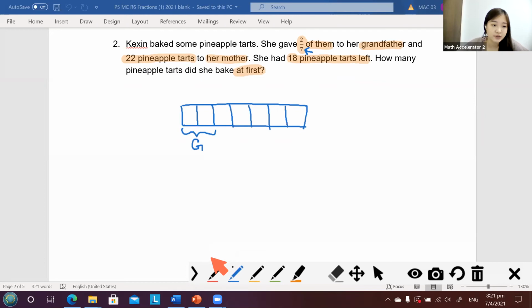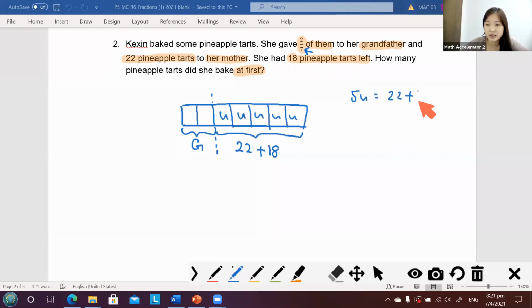Correct. Some of you are telling me you can find a total of 5 units already, since everything else will be for the mother and the tarts left. Everything else will just be the 22 plus the 18. So it doesn't matter that at this point we do not know how many units represent 22 and the 18. We just know that it's everything that is left after she gave to the grandfather. So this 1, 2, 3, 4, 5, 5 units will be your 22 plus 18, which will get you 40.